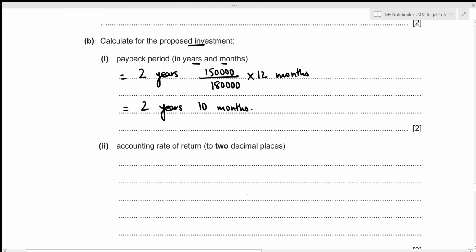Now we need to figure out our accounting rate of return. So the formula for accounting rate of return is average profit divided by our average investment.